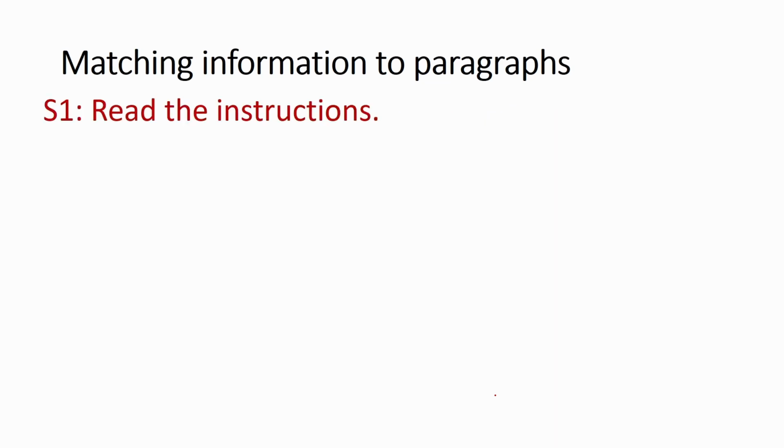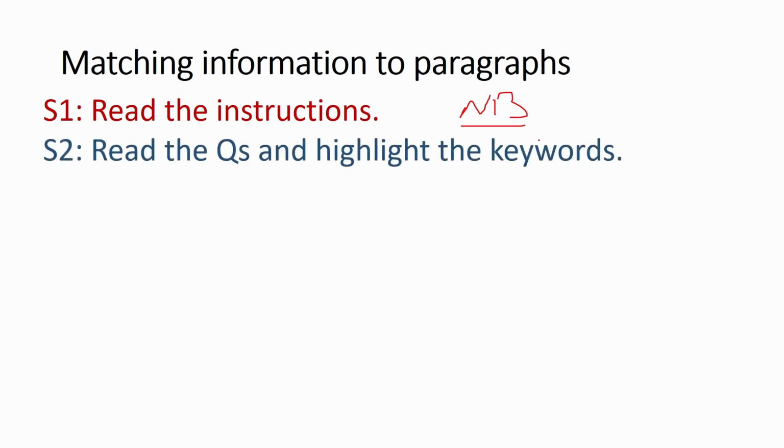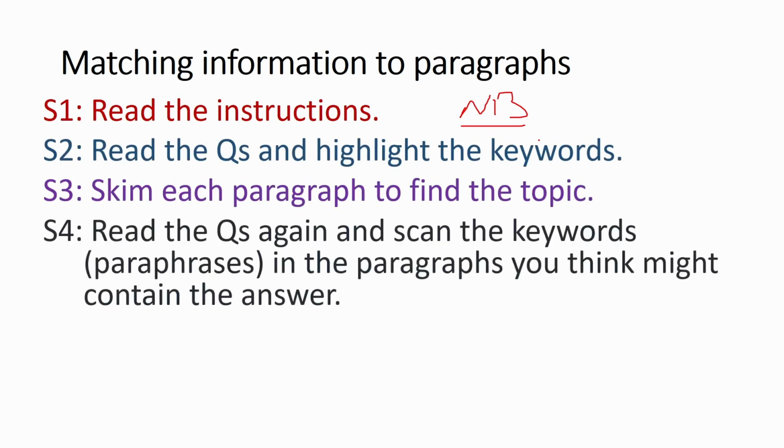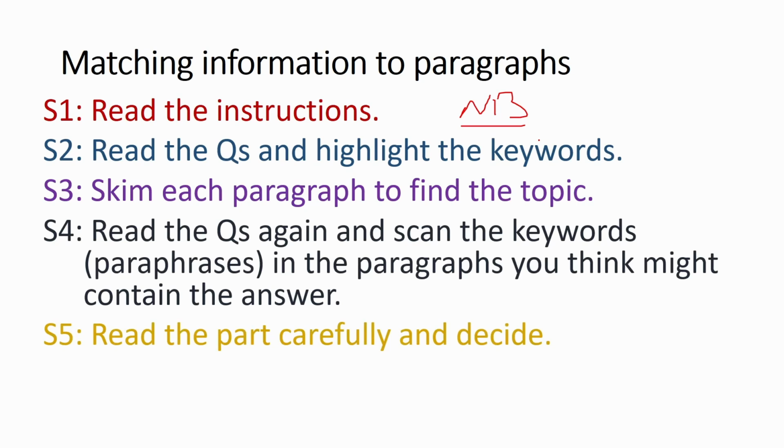First of all, we need to read the instructions because you may get something called NB, attention. You may be able to use each paragraph more than once. So it's important to know that. The second step, to read the questions and highlight the keywords. Then we skim each paragraph to find the topic. Then read the questions again and scan the keywords, and remember we're looking for paraphrases. And we start with the paragraphs we think might contain the answers. And finally, we need to read that part carefully and then decide.